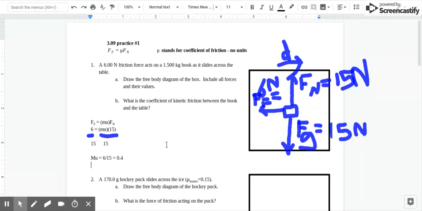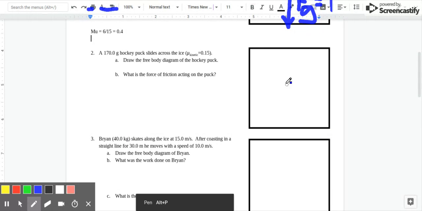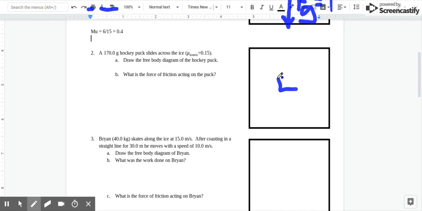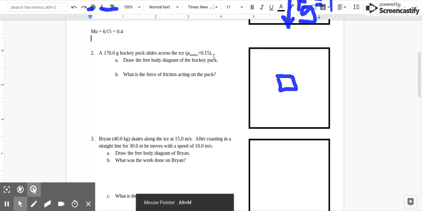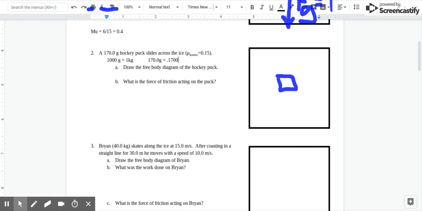Okay, that's number 1. The next one, we've got a hockey puck that's gliding across the ice. So again, there's no talk of any sort of applied force here. We've got 170 grams. There's 1,000 grams in a kilogram, which means you just move the decimal over 3 places, so 170.0 grams is going to be equal to 0.1700 kilograms. So that's the mass we're dealing with.